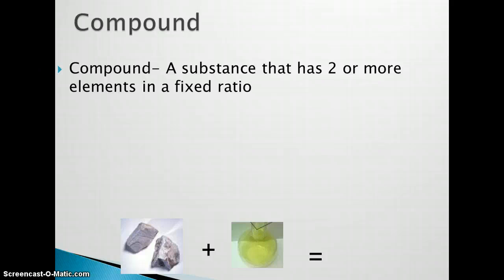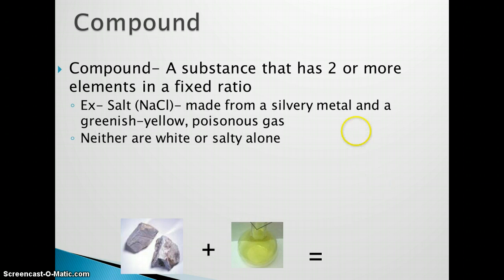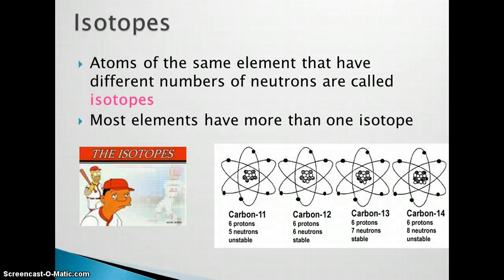A mixture just has a whole bunch of different things in it together. So, example is salt, and that's what this is. We have our silver metal, our green-yellow poisonous gas, chlorine. Put those together, and you're going to get your nice white table salt. Pretty cool.